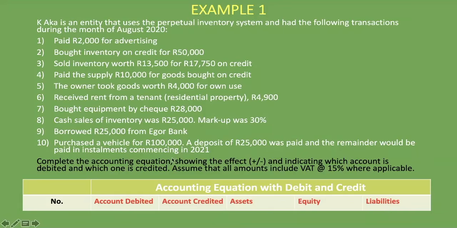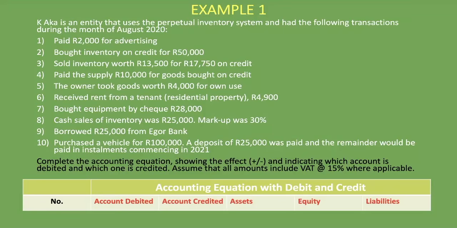We are asked to complete the accounting equation, show the effect, that is the positive and the negative sign, and indicate which account is debited and which one is credited. That's what we did the last time as well. But here we are told that we must assume that all amounts include VAT at 15% where applicable. So we'll include VAT at 15% where it is applicable and include them in the accounting equation.